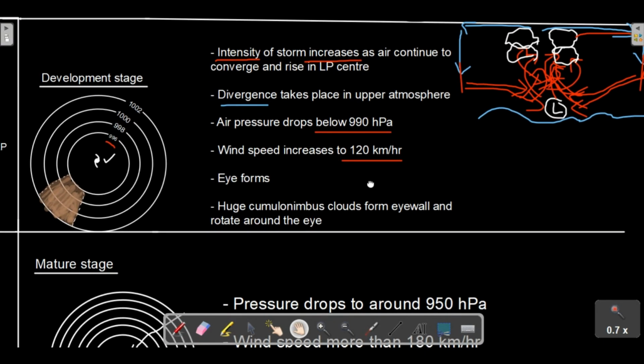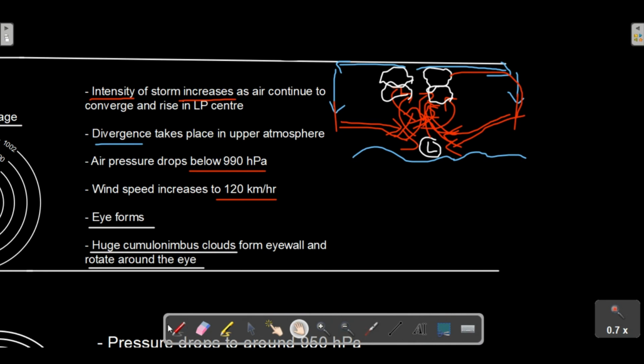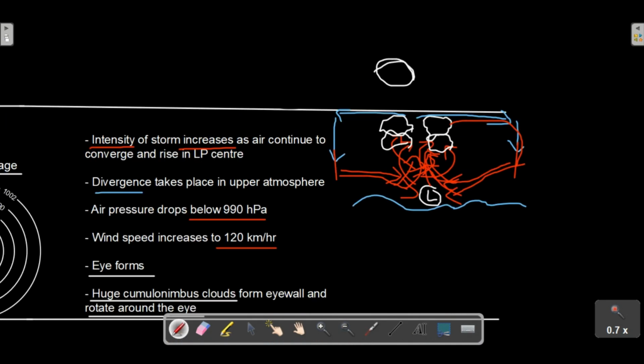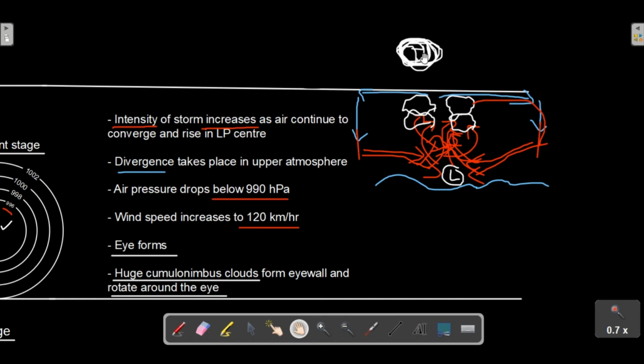So the tropical cyclone as a whole is starting to pick up strength, is starting to grow. Now the eye forms, but it is not very well developed. We also see cumulonimbus clouds that form the eye wall and rotate around the eye. From the top view we see rotation like that, but still not at very high wind speeds. We do see rotation there, and the eye is not yet fully developed.